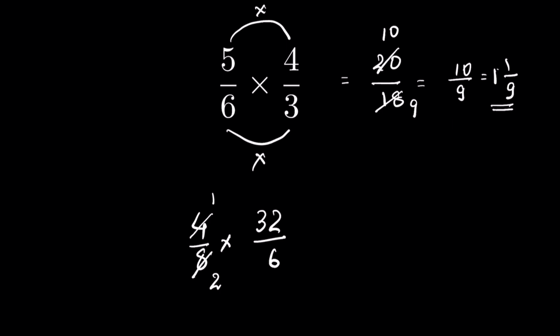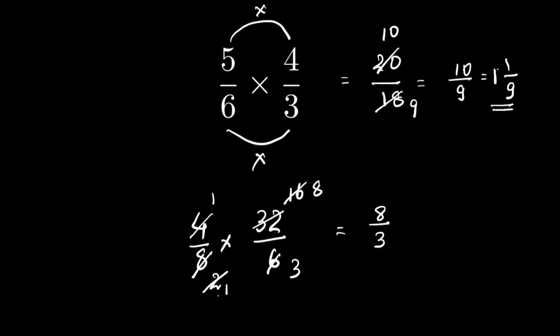Now 32 is divisible by 2. So we can strike like this, and 2 times 16 is 32. 2 times 1 is 2. Now we have 16 upon 6. You check whether 16 is divisible by 2. Yes. 6 is divisible by 2. Yes. So 2 times 8 is 16 and 2 times 3 is 6. So your answer is 8 upon 3.